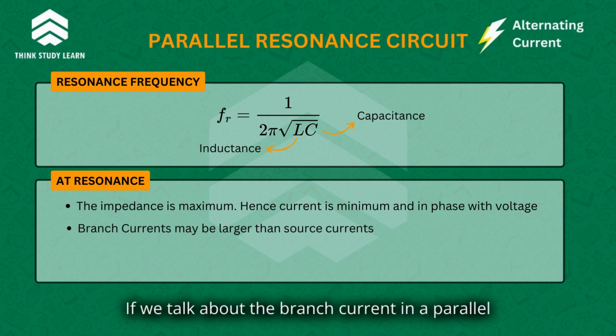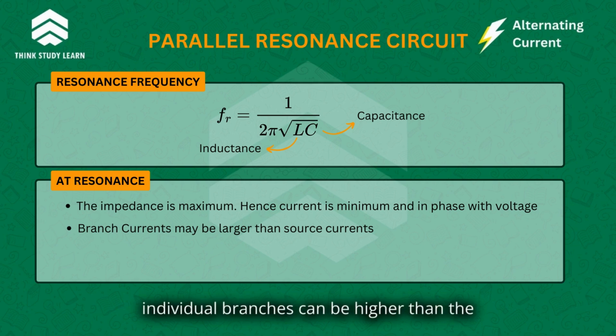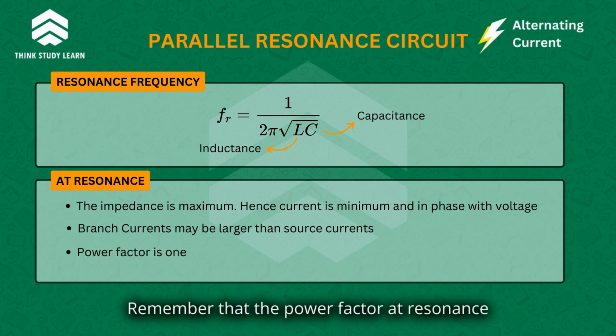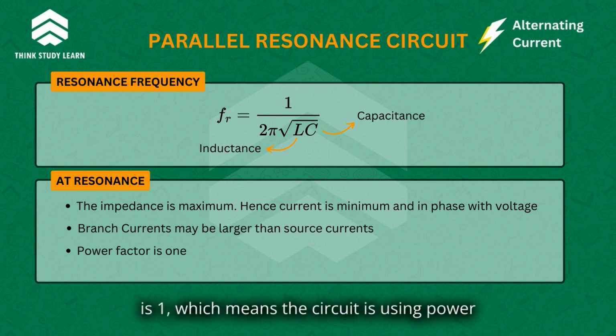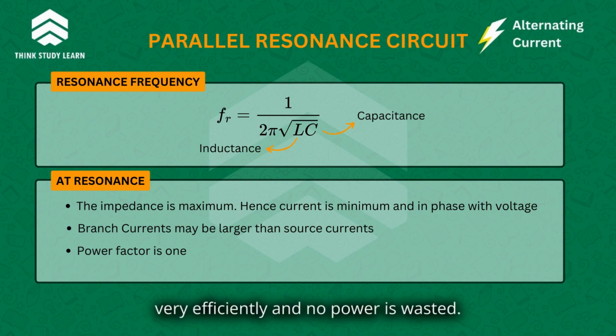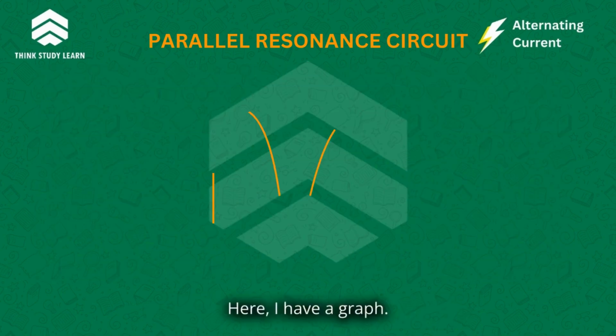If we talk about the branch current, in a parallel resonance circuit, the current flowing through individual branches can be higher than the total current supplied by the source. Remember that the power factor at resonance is 1, which means the circuit is using power very efficiently and no power is wasted. Here I have a graph.